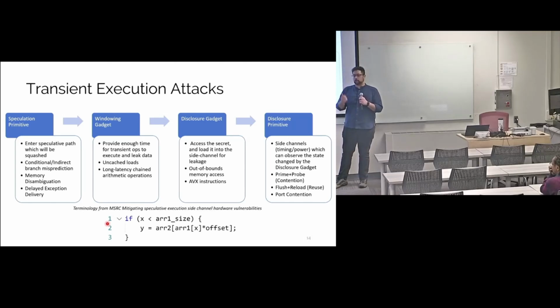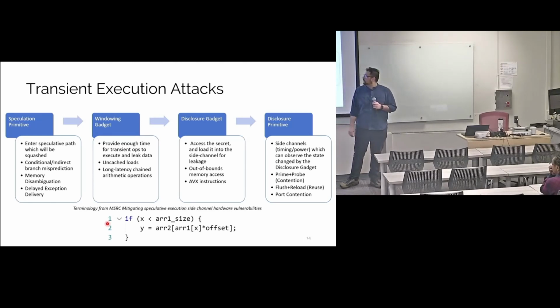So this time also I'm going to predict it as taken, even though x hasn't been resolved. So you need a windowing gadget which can make sure that this thing takes time to resolve. Okay, and then you need a disclosure gadget.